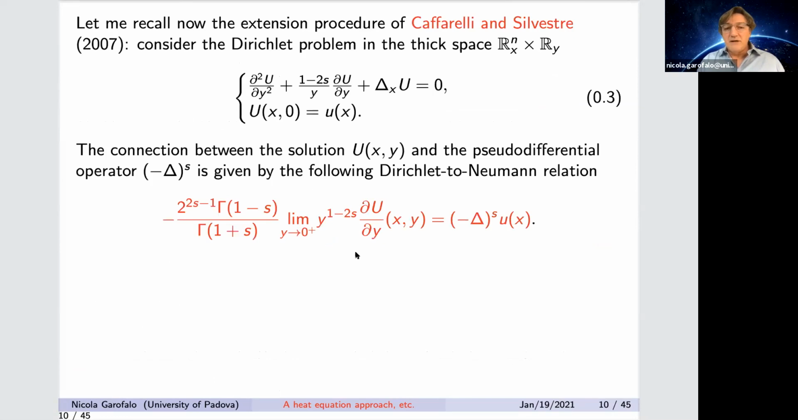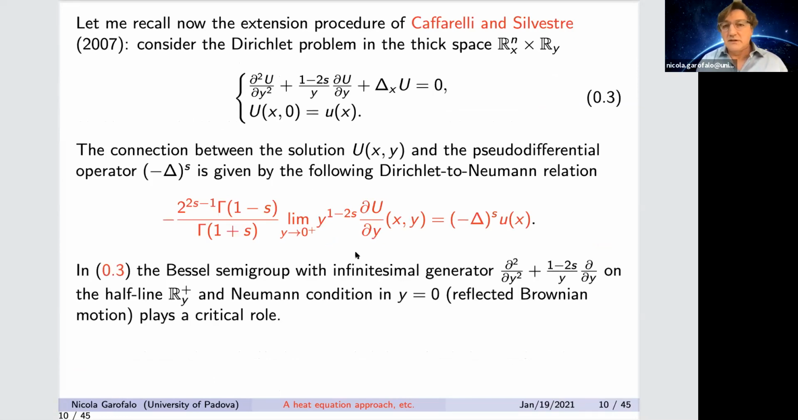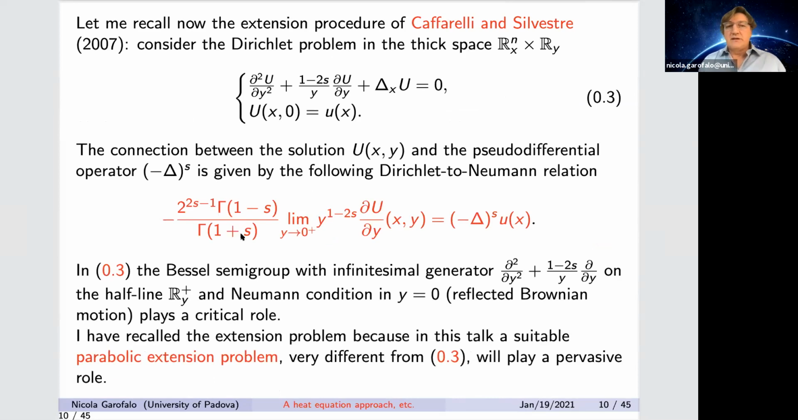So let me briefly recall the Caffarelli-Silvestre extension procedure. This is a very famous procedure. Most people are familiar with it. So you solve this problem in the thick space R^n cross R_y. I'm sorry, here there should be a plus. And then the connection between the solution to this problem, capital U, and the fractional Laplacian is provided by the following Dirichlet to Neumann relation.